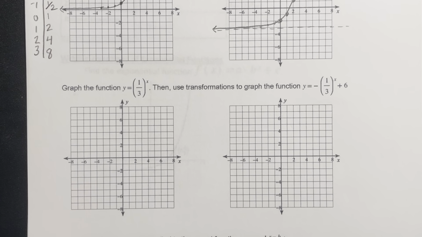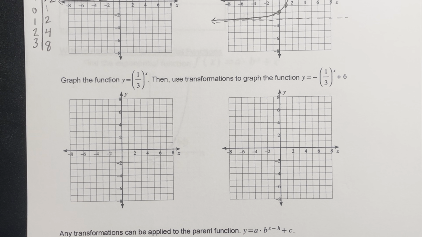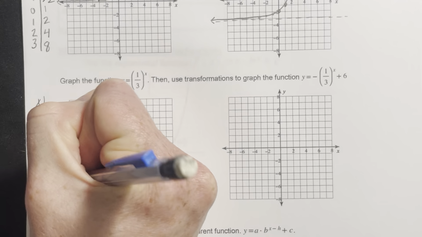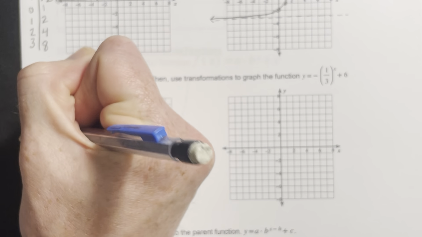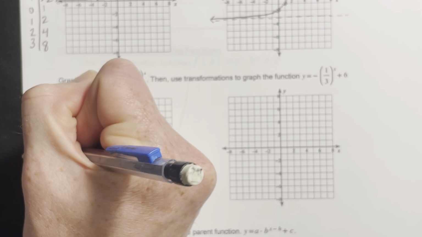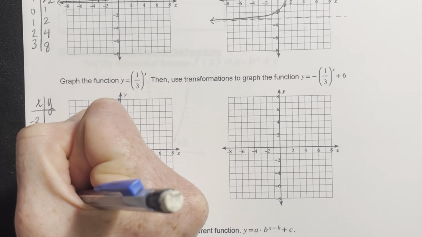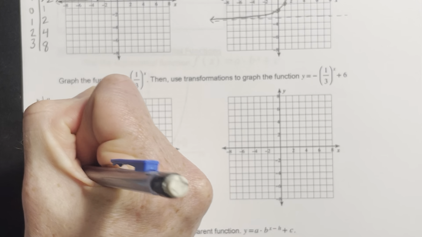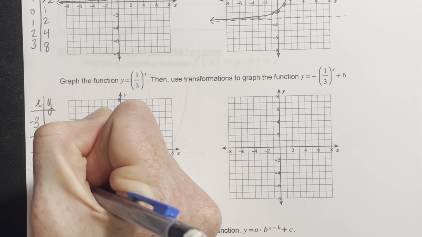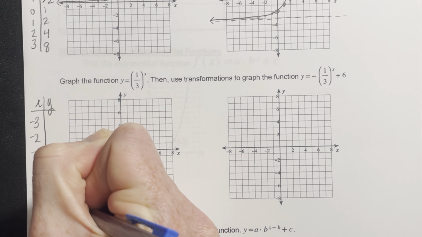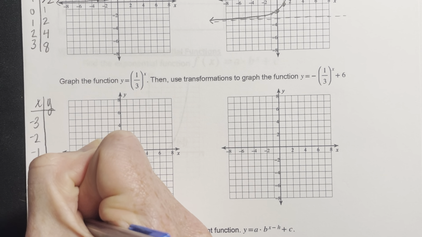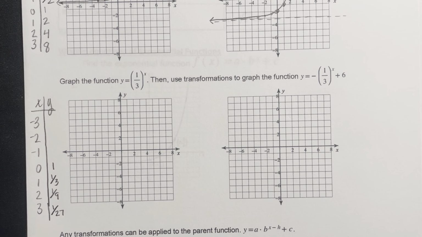All right. For the second graph here, we're investigating the parent function, 1/3 to the x power. Again, if we need to do an input-output table, we can create a table. We might want to look at what's happening on the left in the negatives and on the right in the positives. Anything to the 0 power would be 1. 1/3 to the first power is still 1/3. 1/3 to the second power would be 1/9, and 1/3 cubed is 1/27.